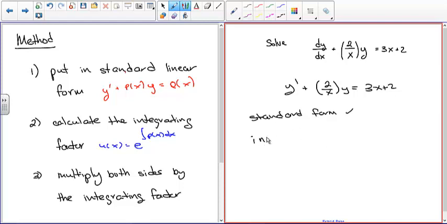Identify p of x. Well, p of x is just the term in front of y. So p of x equals 2 over x. So that's what I'm doing here. Once I put it in standard form, I can identify what p of x is. The next thing you do is you calculate the integrating factor.